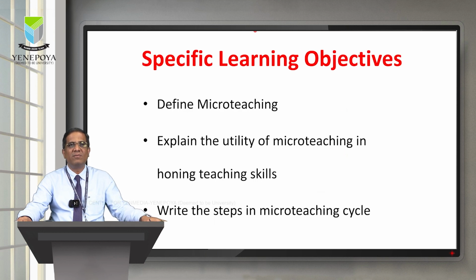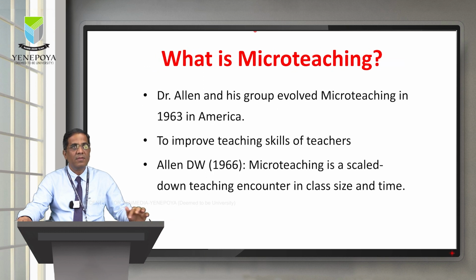The specific learning objectives of today's session are: at the end of the session you should be able to define micro teaching, explain the utility of micro teaching in honing teaching skills, and write the steps in micro teaching cycle. Dr. Allen and his group evolved micro teaching in 1963 in America to improve the teaching skills of a teacher. They defined micro teaching as a scaled down teaching encounter in class size and time.